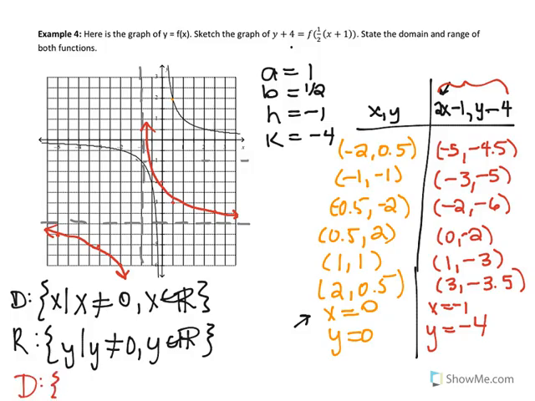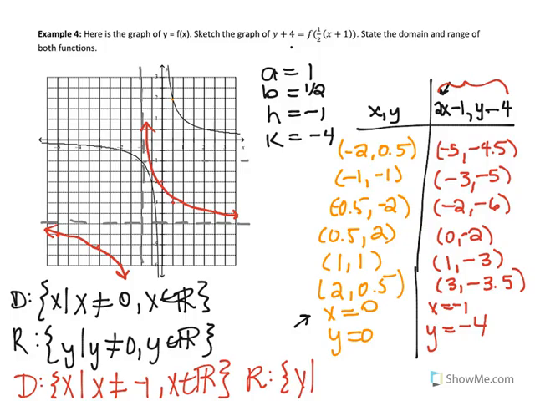So our domain for our new function, we just have to deal with the changed asymptotes, so x cannot equal negative 1 instead of 0. And our range is y cannot equal negative 4. And there you go. That's the end.